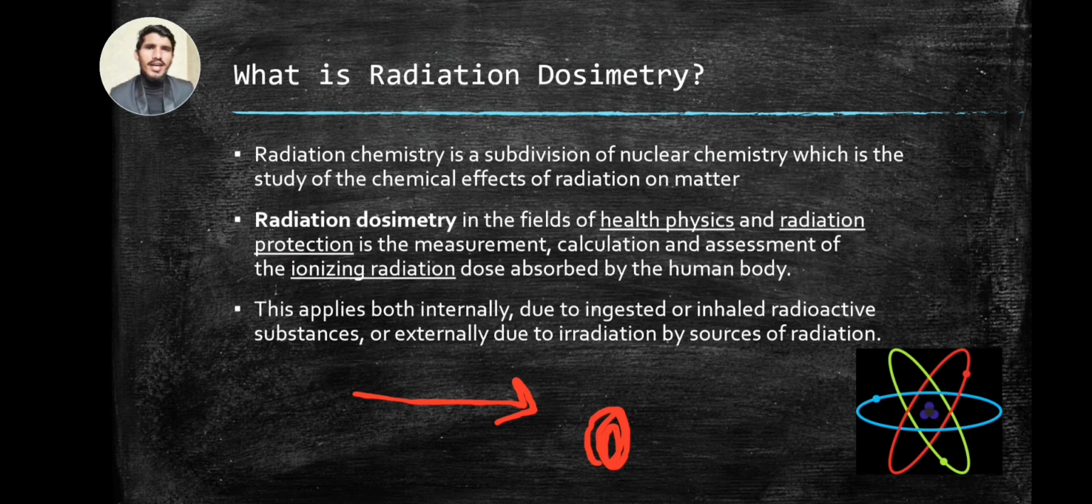The next thing is that this applies both internally, due to ingested or inhaled radioactive substances, or externally, due to irradiation by sources of radiation. So radiation can be absorbed by the human body through internal means: the ingestion or inhalation of radioactive substances results in an internal dose of radiation. Externally, it can be due to an external source, like if we are working in an environment with a lot of radioactive substances, we will be exposed to a lot of radiation. That is my external radiation dose.